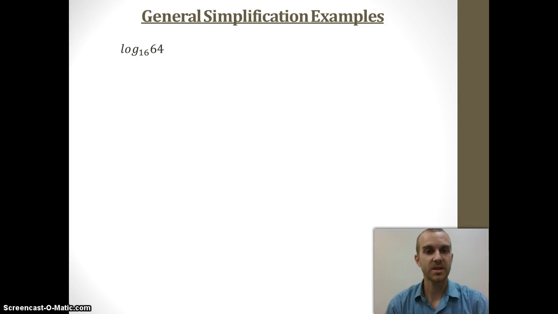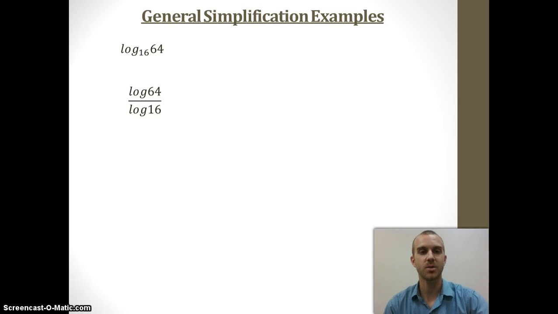So say we had the log base 16 of 64. Now off the top of my head, that seems kind of confusing. So what I could do is use that last rule that was just shown, and I could look at the log of 64 over the log of 16. And it doesn't matter if I make it base 10 or natural log or whatever, it'll still allow me to get the general idea.